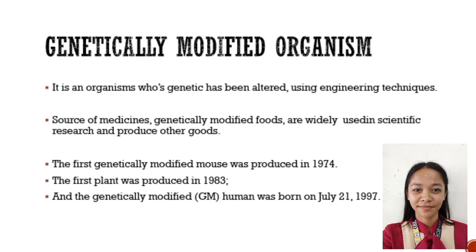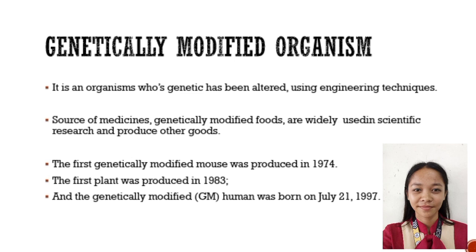Next, genetically modified organisms are a source of medicine. Genetically modified foods are widely used in scientific research and to produce other goods. But before we explain that, let's go back to what a gene is. A gene is the basic unit of heredity passed from parent to child. Genes can be found in chromosomes, and chromosomes can be found in the nucleus of cells.